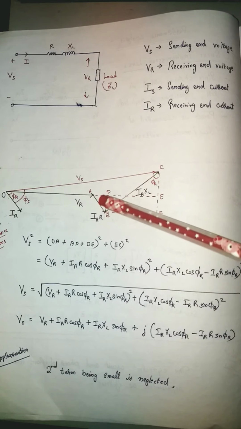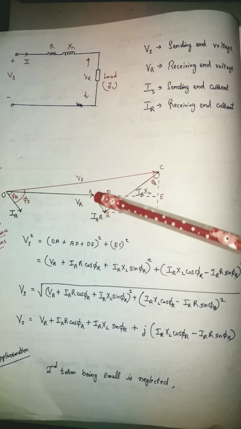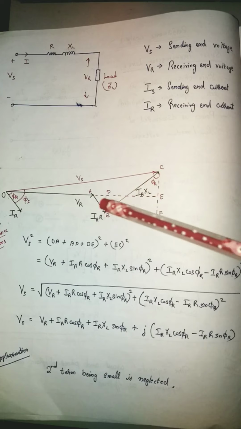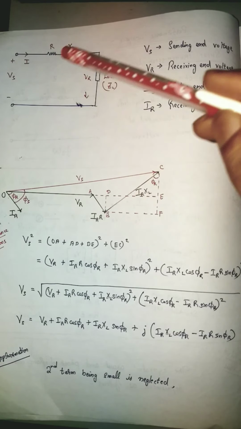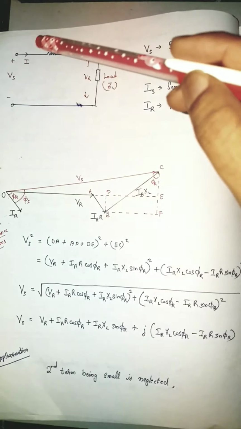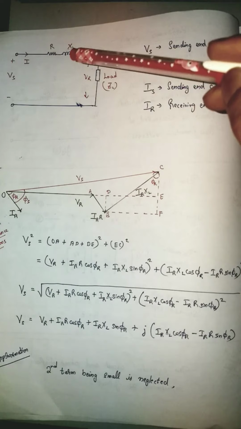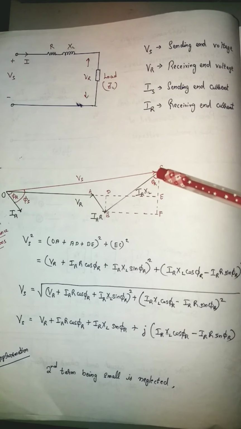So this is VR, which is voltage across load, and if you use parallelogram law of addition here, if you add the other vector, you'll be getting Vs. Vs is equal to the voltage across the effective transmission line, the total voltage across the transmission line, plus voltage across the load. That is what is being drawn here.